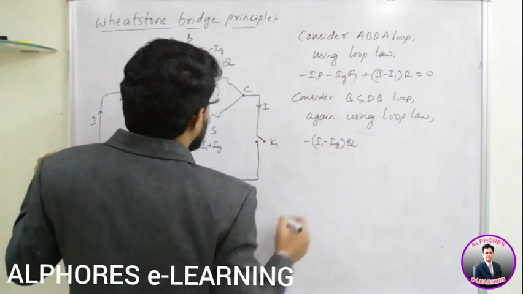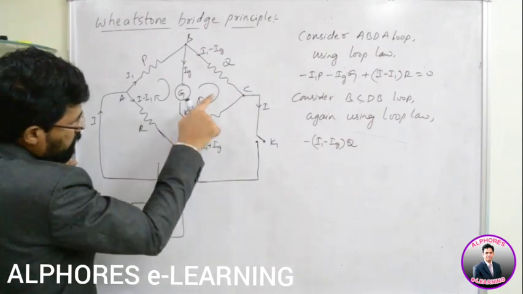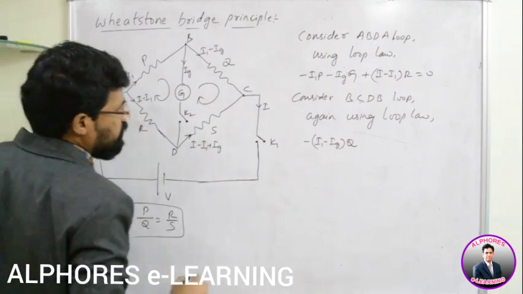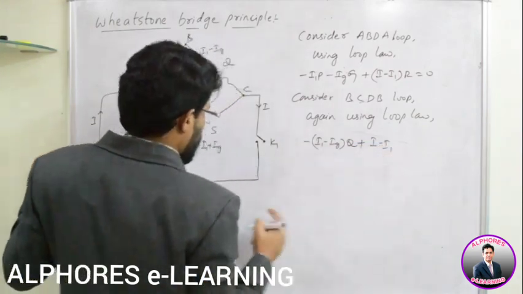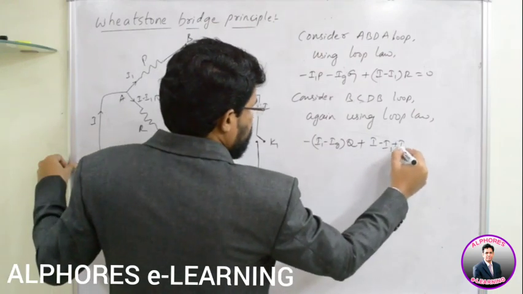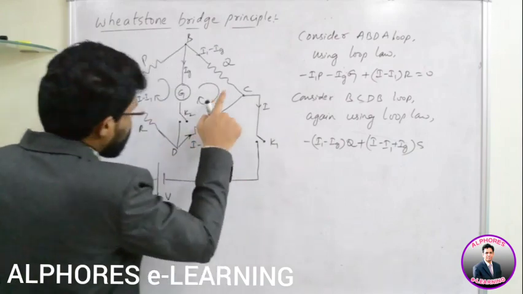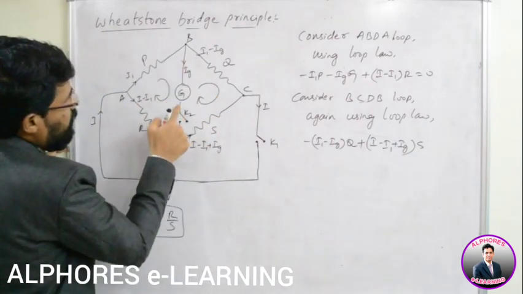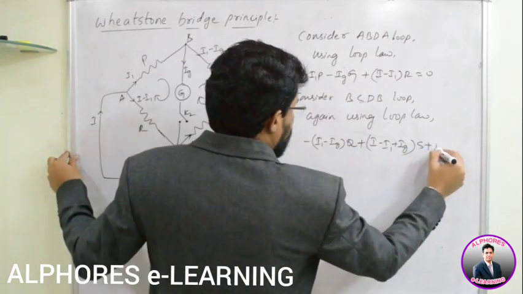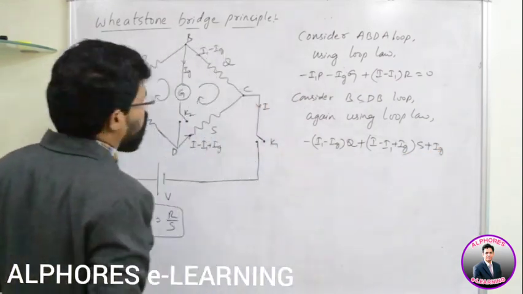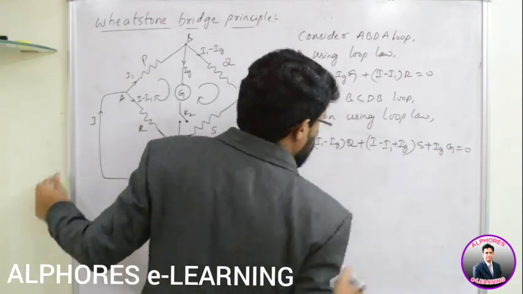Q. And here you are traveling opposite to the direction of the current. So you will have plus I minus I1 plus Ig, into how much is the resistance? S. And here in case of the galvanometer also, you are traveling in a direction opposite to the direction of the current. Again you will have plus, how much is the current passing through the galvanometer? Ig, and G is the galvanometer resistance, which is equal to 0.